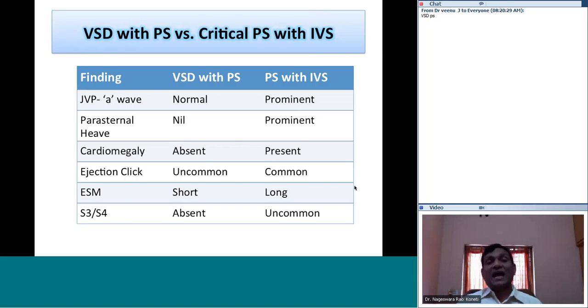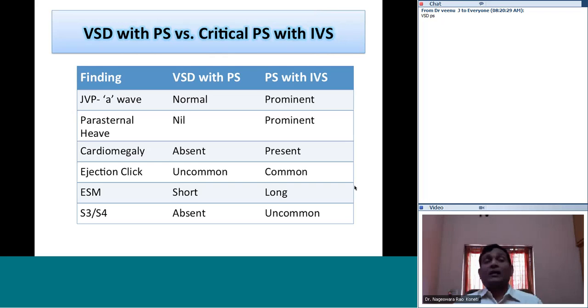So let us look at the differential points between VSD-PS and pulmonary atresia or critical PS with intact septum. The JVP wave is normal in VSD-PS, whereas in PS with intact septum there is a prominent A wave. Parasternal heave is absent in TOF physiology and present in PS with intact septum. Cardiomegaly is not a feature of VSD-PS, which I told you, but it is present in critical PS with intact septum. An ejection click is uncommon in VSD-PS physiology, whereas it is commonly seen here. The ejection systolic murmur is short and probably loud, depending on the blood flow, in VSD-PS physiology, whereas it is long, throughout systole, in critical PS with intact septum. S3 and S4 are usually absent in VSD-PS, whereas they are present, and sometimes you may appreciate them, in PS with intact septum if there is ventricular dysfunction.